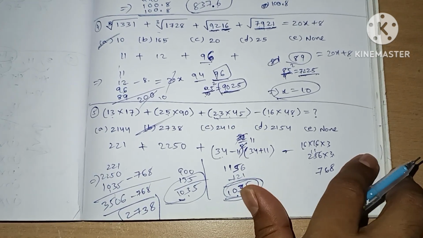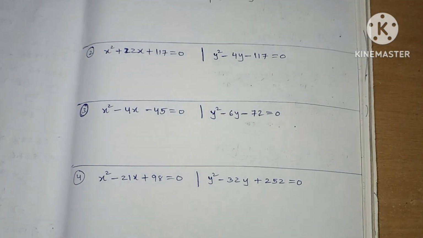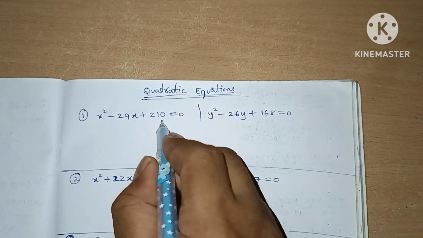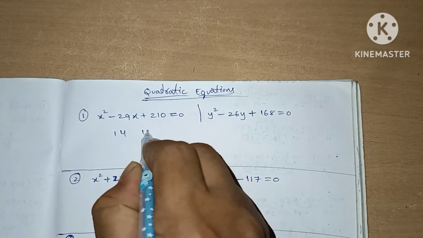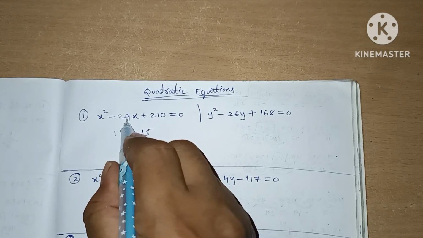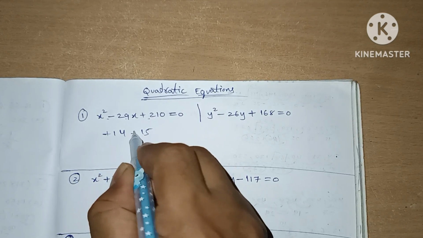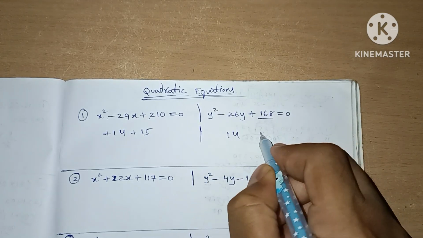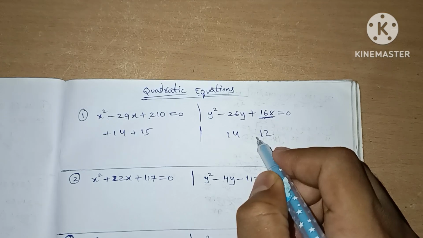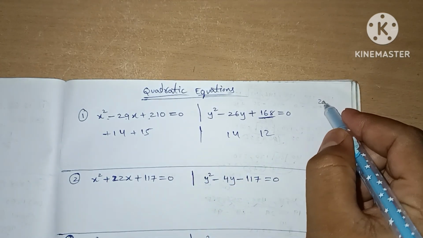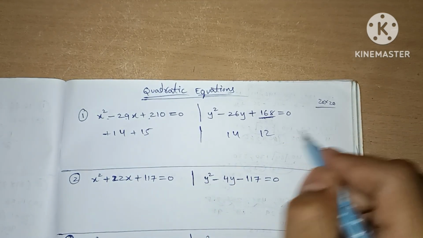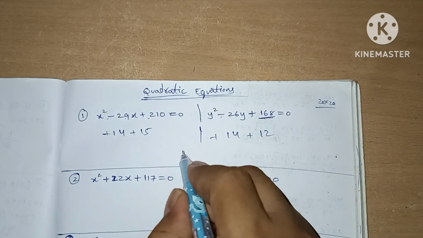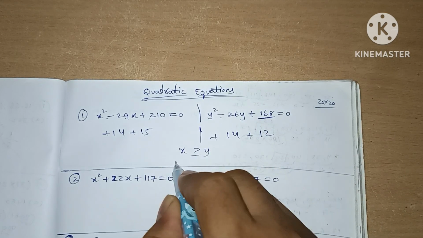Next one, we are going to see quadratic equations. First one, here 210. 210 means 14, 15 times is 210, and we got 29. Minus and plus means the roots are in plus. Here 168. I know the 14 12 times is 168. This is why we need to know 20 into 20 tables must be by hearted. Minus and plus means the roots are positive. Now by comparing these two, it is clear that x is greater than or equal to y.